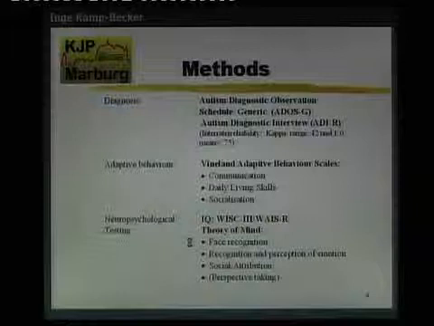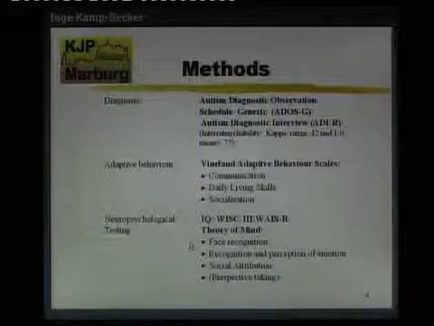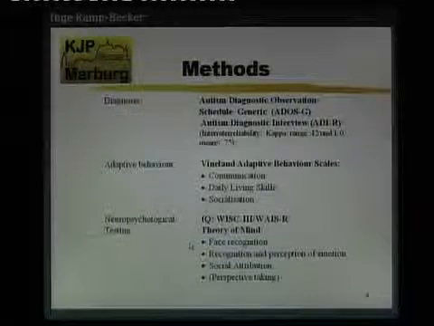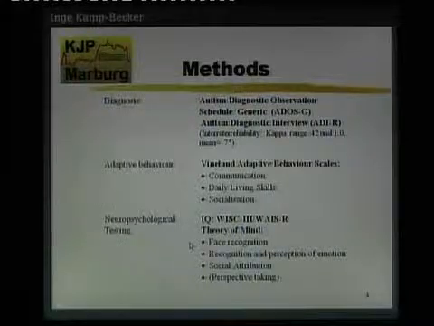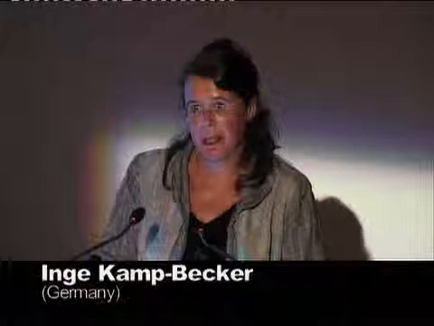So what did we do? All participants were assessed with the Autism Diagnostic Observation Schedule and the Autism Diagnostic Interview. The mean kappa value for the inter-rater reliability for this instrument was about 0.75. And the diagnoses were made according to the ICD-10 criteria. The adaptive behavior was collected by the Vineland scales, which have 3 domains: communication, daily living skills, and socialization. And we made neuropsychological testing, the IQ with the Wechsler scales, and a series of theory of mind tests, which included face recognition, perception of emotion, which you can see here.